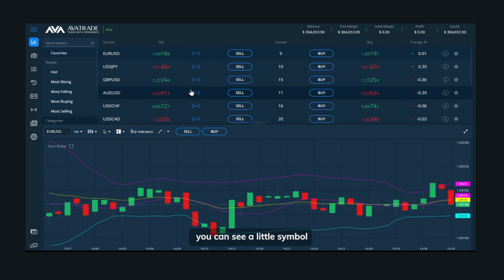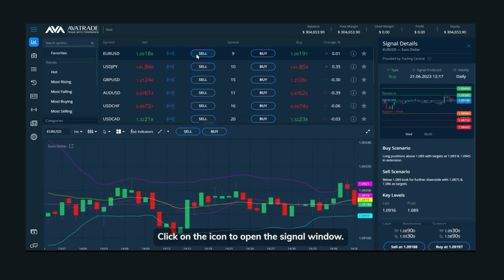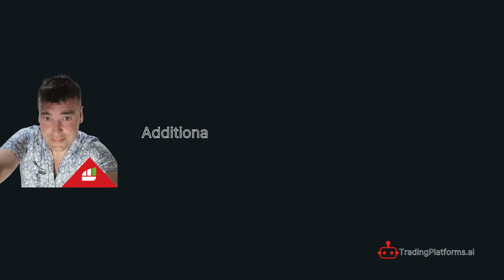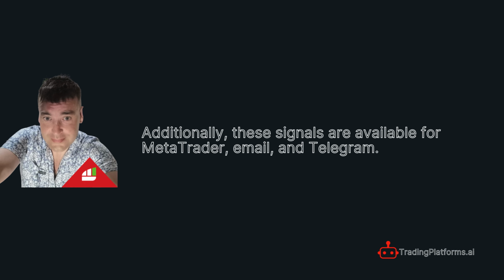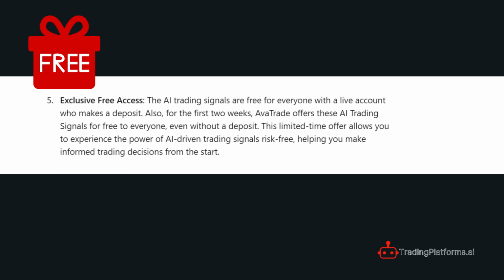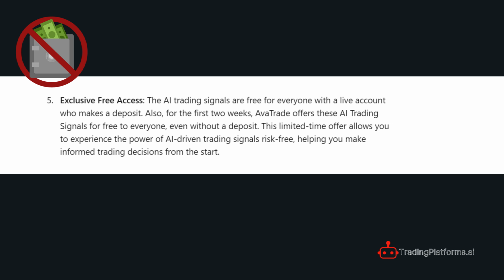Access these AI trading signals directly within the AvaTrade WebTrader and AvaTradeGo platforms, ensuring a smooth and user-friendly trading experience, allowing quick and efficient trade execution. Additionally, these signals are available for MetaTrader, email, and Telegram. The AI trading signals are free for everyone with a live account and a deposit. For the first 2 weeks, AvaTrade offers these AI trading signals free to everyone, even without a deposit.